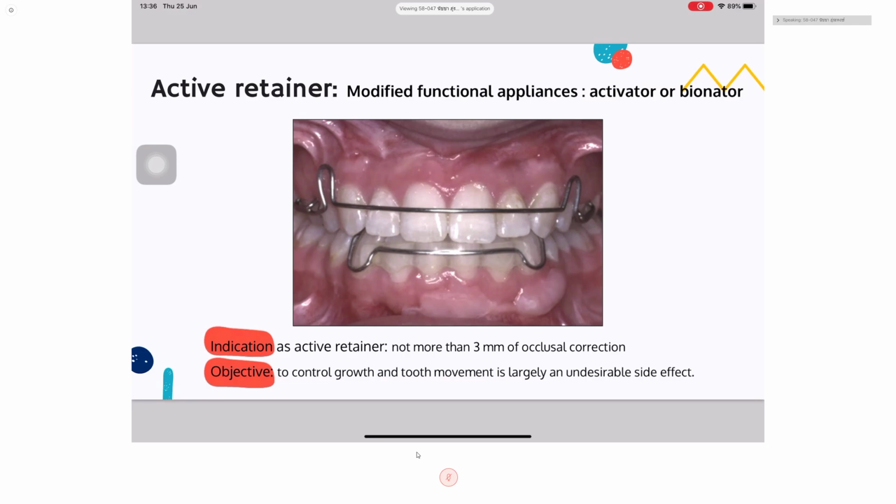A typical use for an activator or bionator as an active retainer would be in a patient who had slipped back 2 to 3 millimeters toward a Class 2 relationship after early correction. But this approach can be used in teenagers, almost all boys younger than age 18, that still have vertical growth of the mandible, so it is of no value in adults. The objective is to control growth, and tooth movement is largely an undesirable side effect.